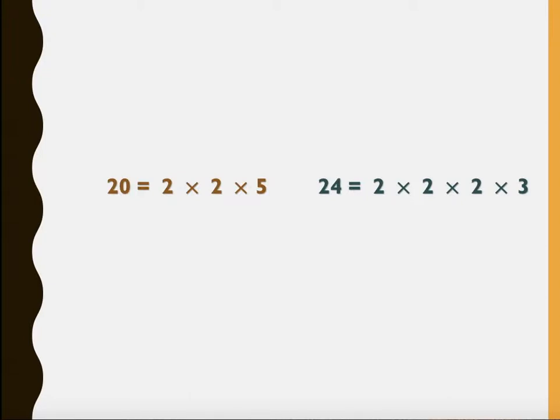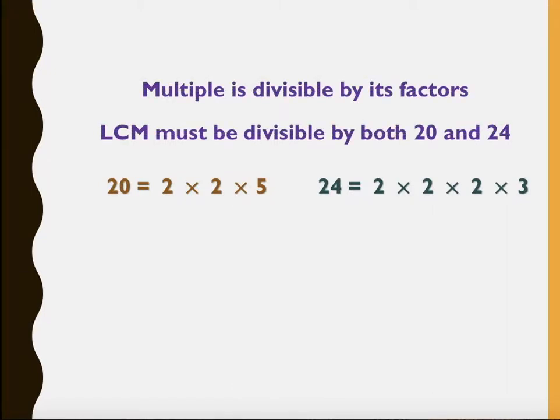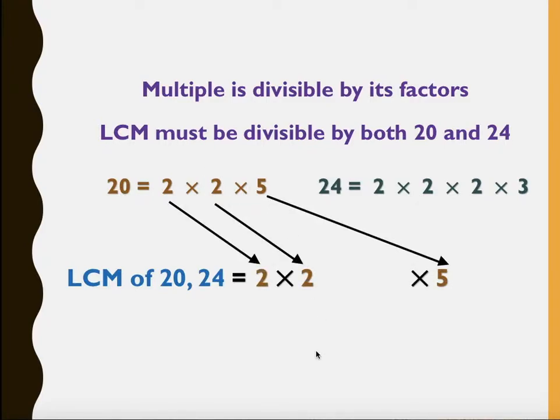We have 20 is 2 times 2 times 5. 24 is 2 times 2 times 2 times 3. So this is prime factorization. Now remember once again, a multiple is divisible by its factors, so the LCM must be divisible by both 20 and 24. So LCM of 20 and 24, let's go over this. Now we need 2, 2 and 5.